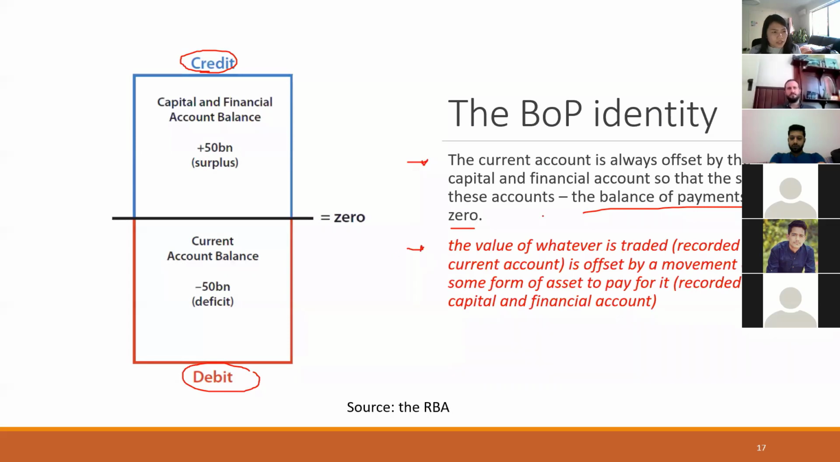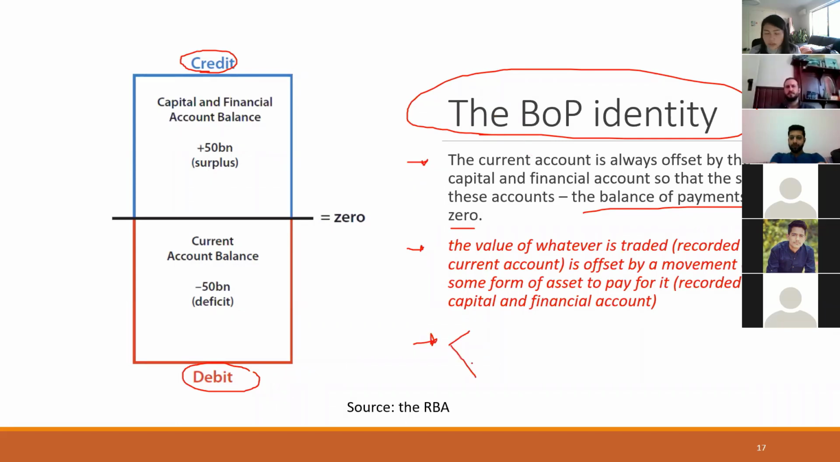The idea is that the value of whatever is traded or recorded in the current account should always be offset by the money that you either pay or receive for those goods and services, okay? Now, this is a very simple definition of the balance of payments identity. In reality, you've got to take into account two other things, okay? Number one is your official reserve.